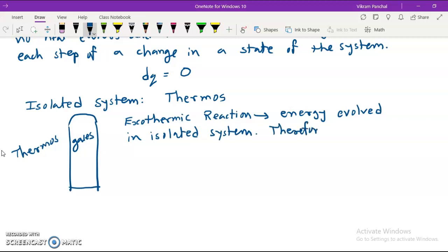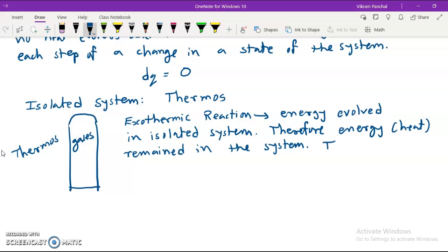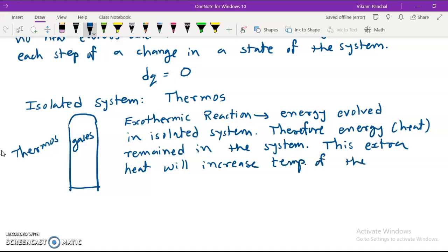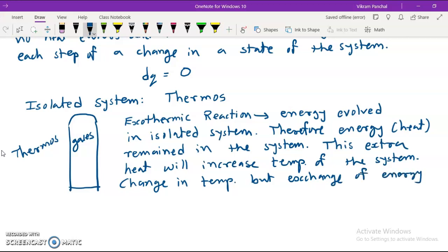Therefore, energy or heat remain in the system. This heat, this extra heat, will increase temperature of the system. So change in temperature is possible. So here you find change in temperature. But exchange of energy not possible in exothermic reaction.